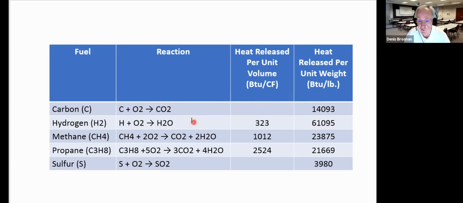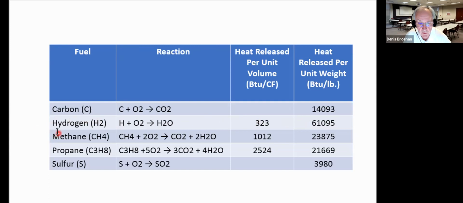By contrast, hydrogen being a very light element, the heat release per unit volume per cubic foot looks pretty small, but that's such an energetic reaction. The heat release per pound is 61,000, a very high amount of energy. That's the basis that many people thought hydrogen fuels would be used more extensively for vehicles because of the energy that's present in the vehicles. But it really hasn't taken off with the advent of electric vehicles.